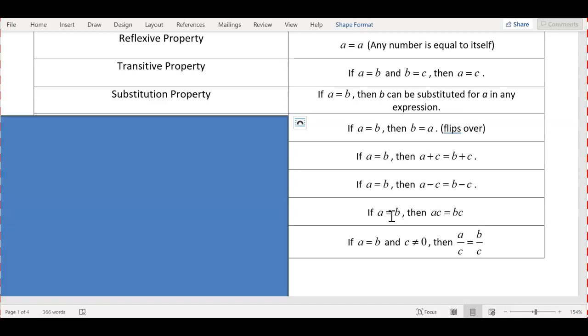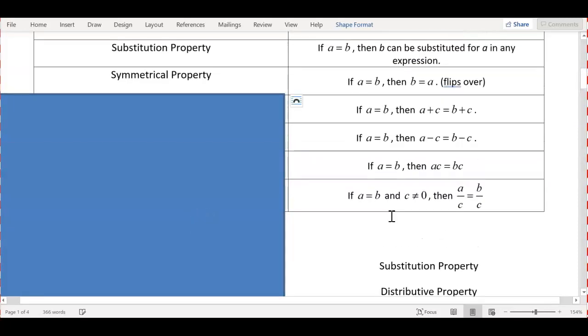Y'all ever heard that word? When you can fold something in half and it's the same on both sides? Y'all heard the word symmetry before? Maybe? Like one of these hearts, not a human heart, but like a Valentine's heart or a circle or a square. You can fold it down the middle, fold it in half, and it's perfect, right? Same on both sides. So if it's the same on both sides, you can flip it over. That's called the symmetrical property. If you flip an equation over, A equals B, then B equals A. Okay?